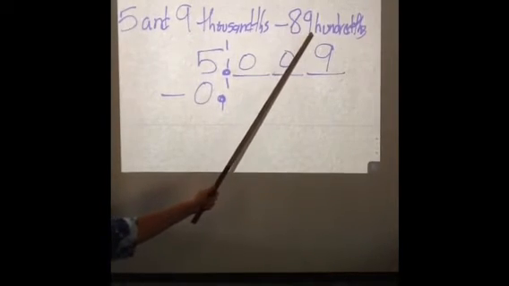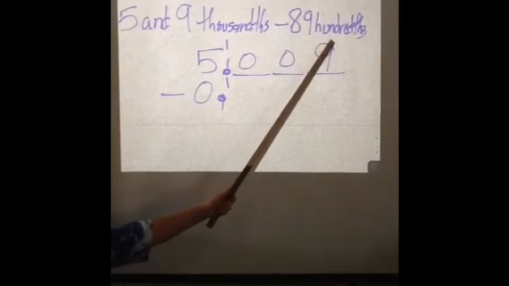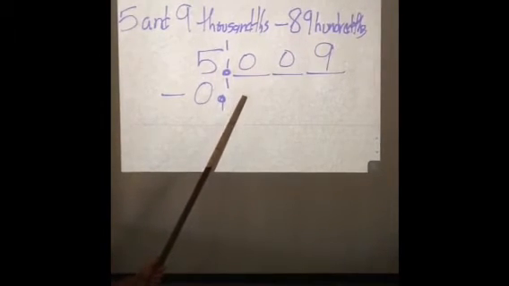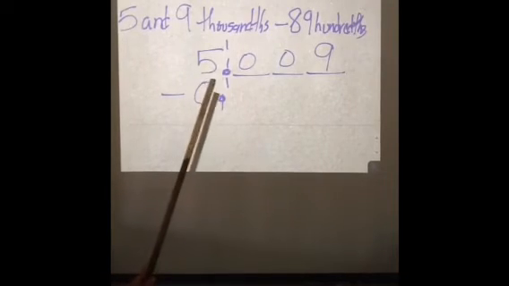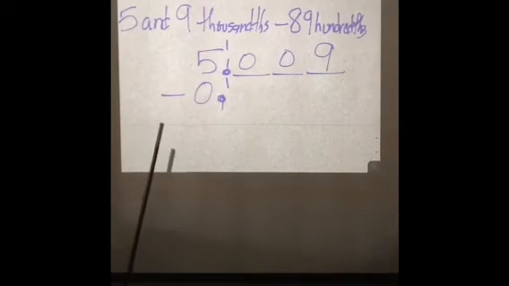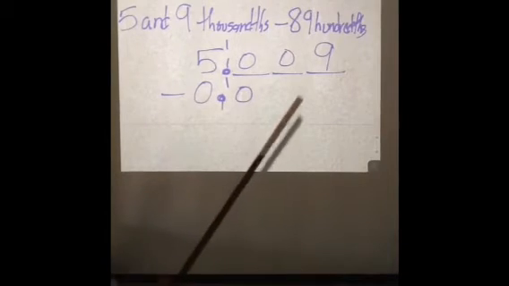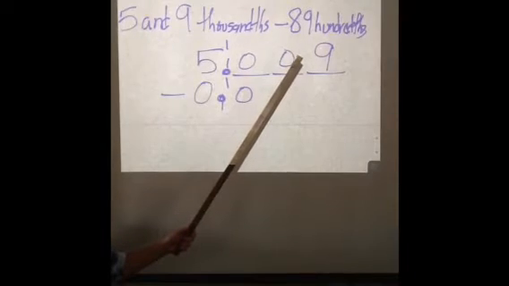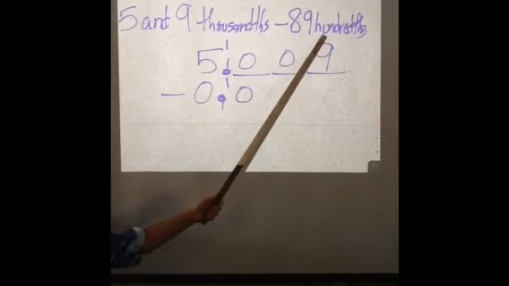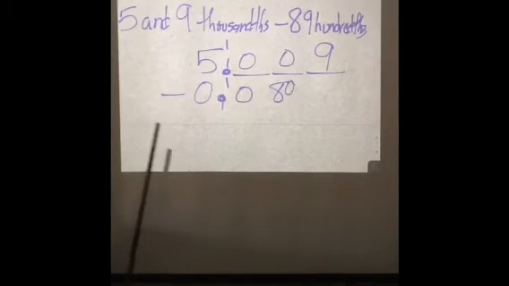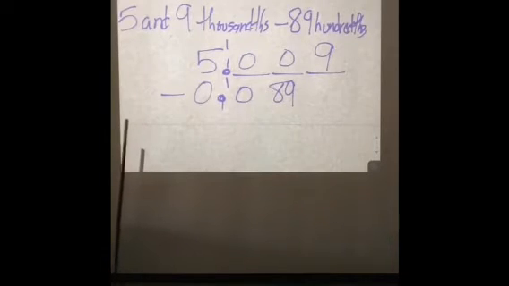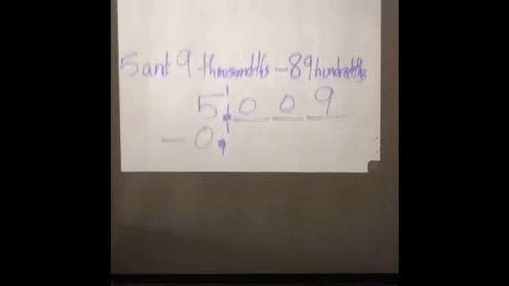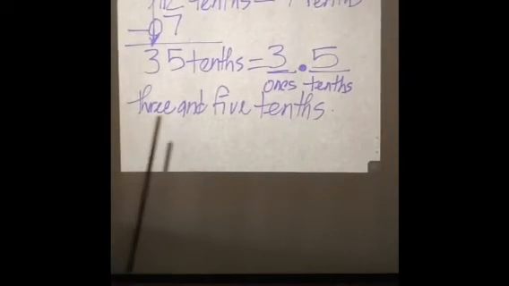Okay, now this says what? 89 hundredths. Do I put the 8 in the tenths category? No. The 9 in the tenths category? No. We don't put either of them in there. Then that means I'm going to shove them both in here? No. Does that seem right? No, that doesn't. Remember what I just told you from the last time?